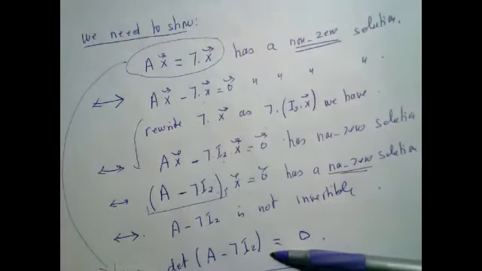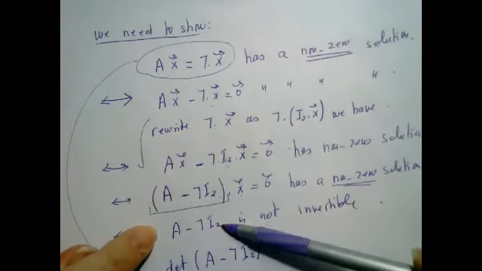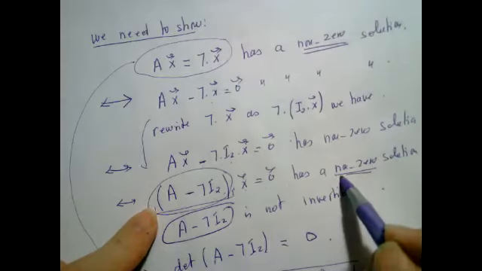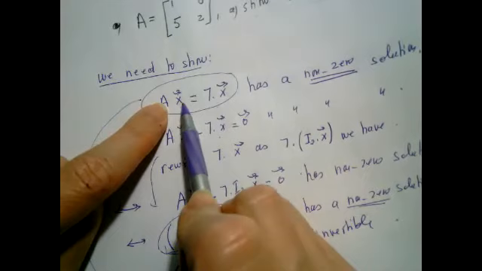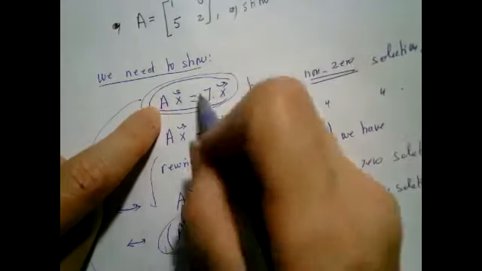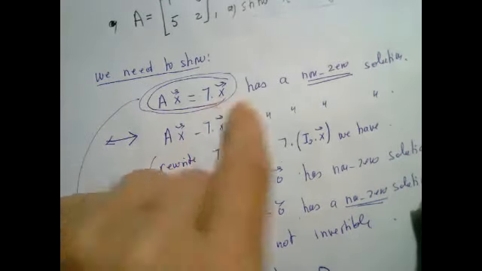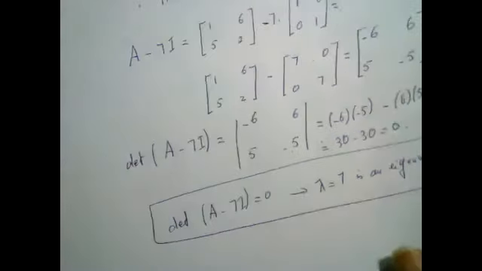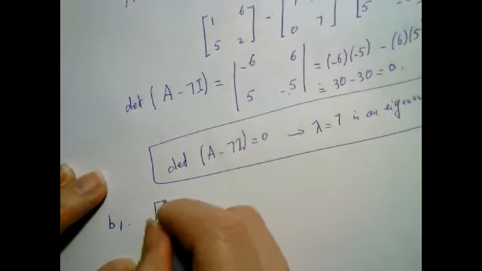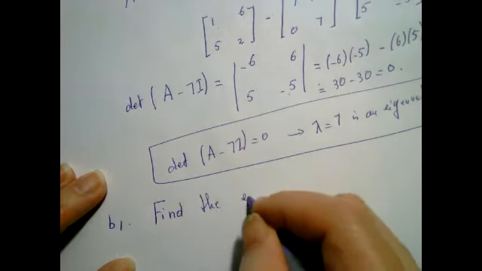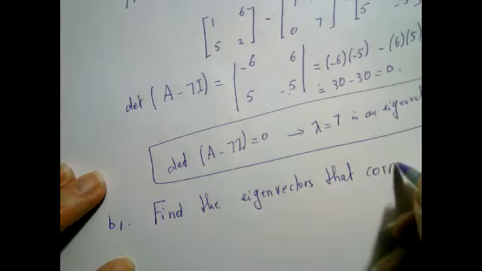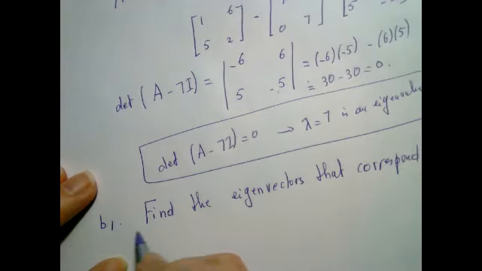So let me back you up. If this is equal to 0, this whole matrix is not invertible. It means if I take this matrix times x equals 0, I have a non-zero solution. If I rewrite that, I can find x, which is not 0, such that Ax equals 7x. So having this determinant equal to 0 will allow me to find the x. Now my second question is, find this non-zero x such that Ax equals 7x. So question number 2 is the following: find the eigenvectors that correspond to the eigenvalue lambda equal to 7.